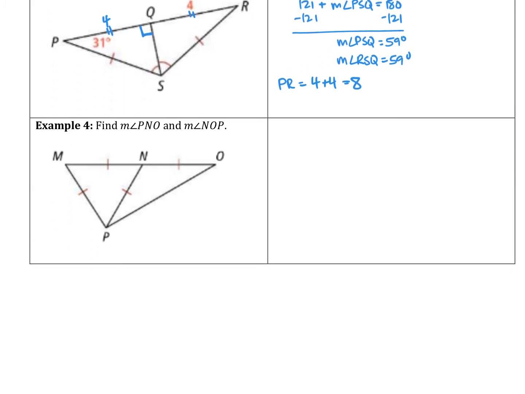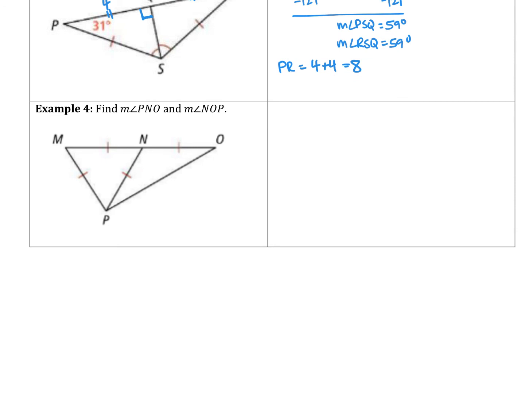Now in the next question, we have a little bit more complicated diagram here. And we have to find the measure of angle PNO. So I'm going to put a little question mark there just to identify that's one of the things I want to find. And angle NOP. So I'm going to put another question mark right here just to identify that I need to find that. So I'm going to look at this problem and I'm going to say, all right, what clues are they giving me?